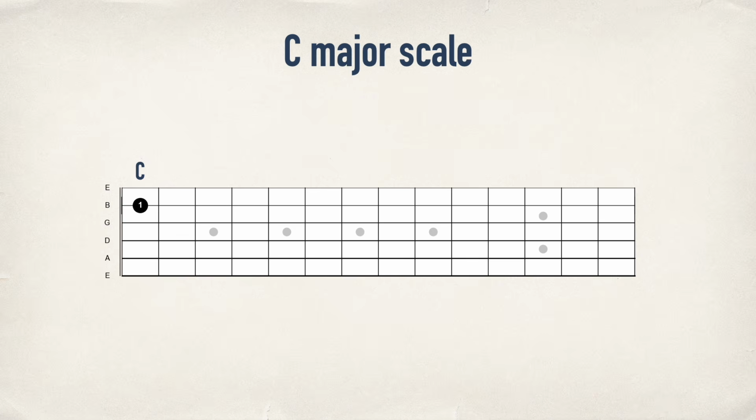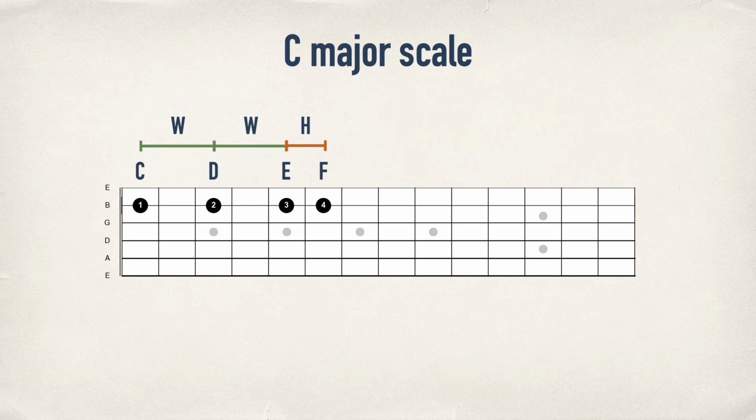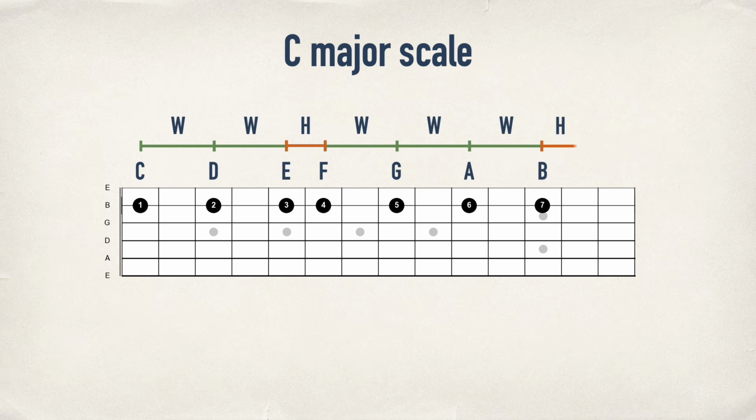From the root note, or first scale degree C, we move up 2 frets or a whole step to the second scale degree D. Up 2 more frets to E, just 1 fret from there to F, 2 frets to G, 2 to A, 2 more to B, and 1 more brings us back to C where the cycle repeats.